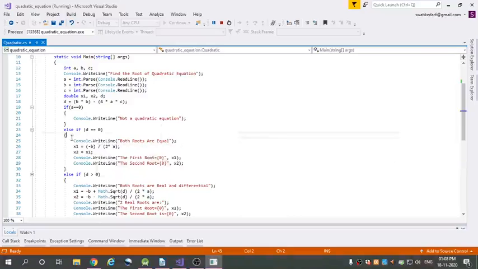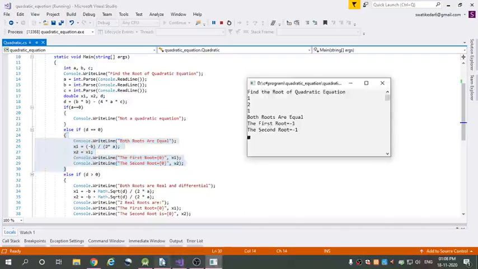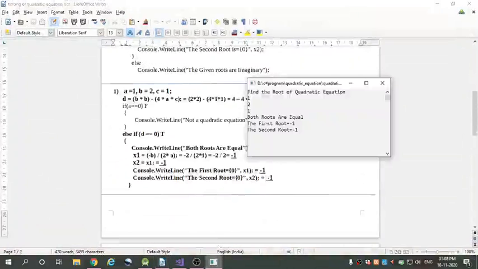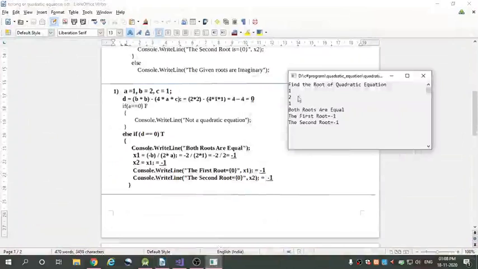It executes this part. Both roots are equal. How it comes, I show you here. Interesting. You see here, we enter 1 2 1, means a value is 1, b value is 2 and c value is 1. A is equal to 1, b is equal to 2 and c is equal to 1.